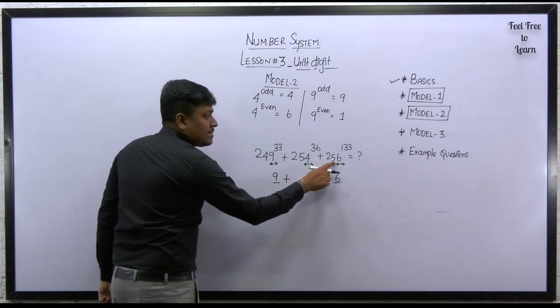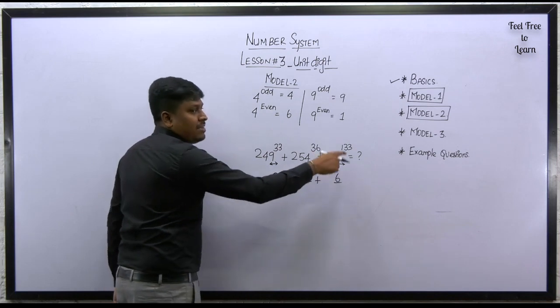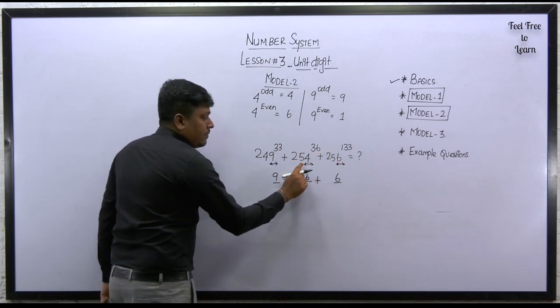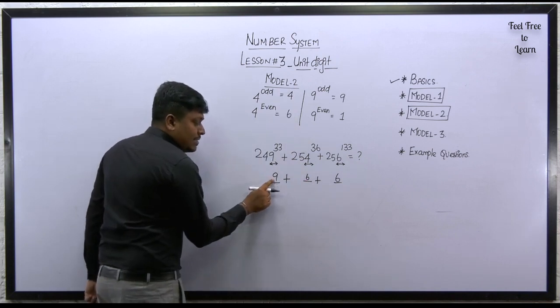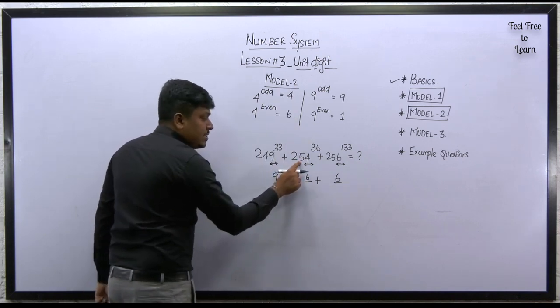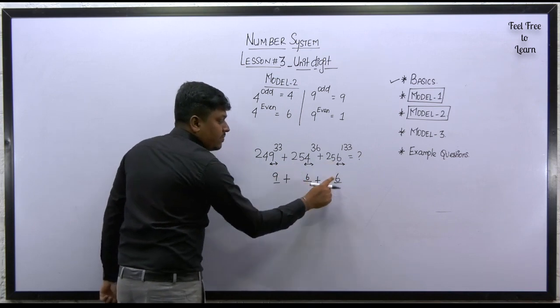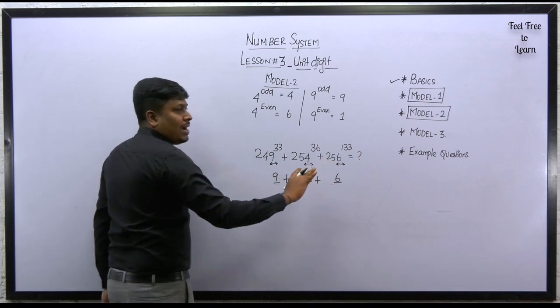So the last number is 6. This is the thing we learnt in the previous model. So 9 and 4 we have learnt in this model number 2. So now we got the last digit of the first number, 9, the last digit of the second number, 6, and the last digit of the final number is 6. Now we need to add all of it.